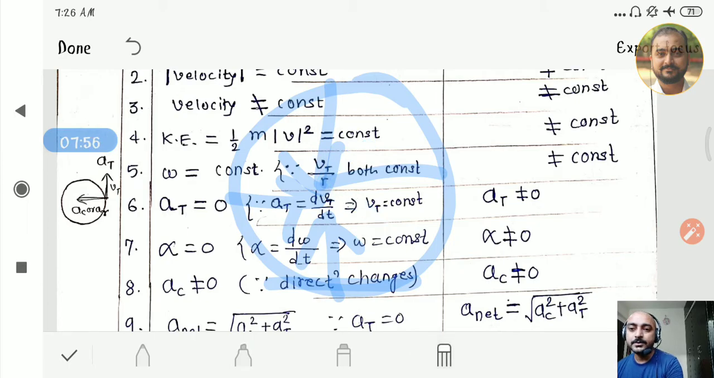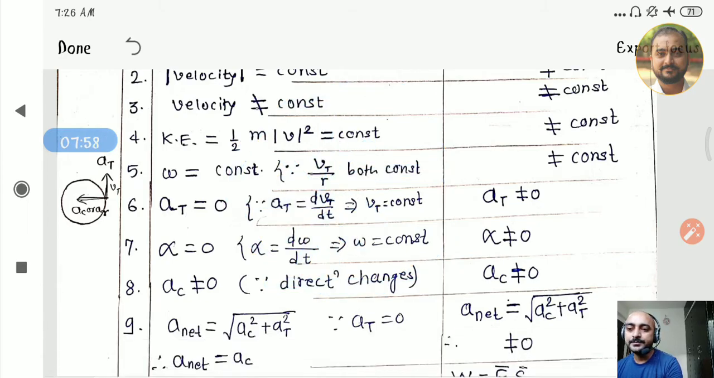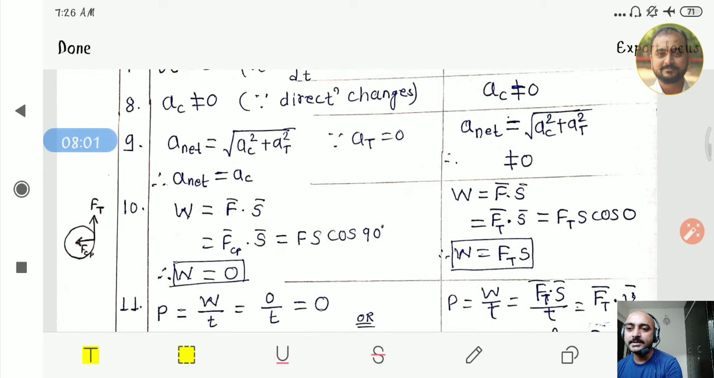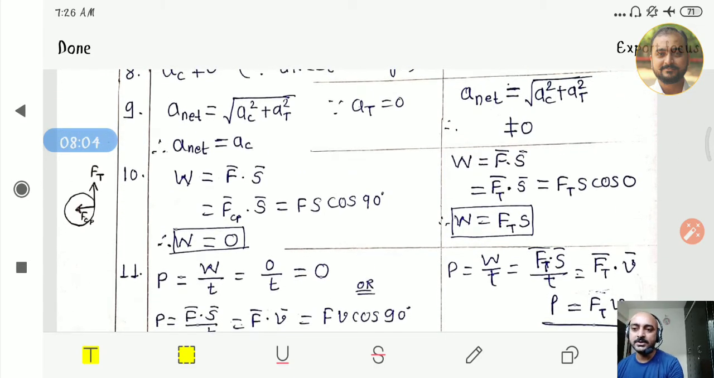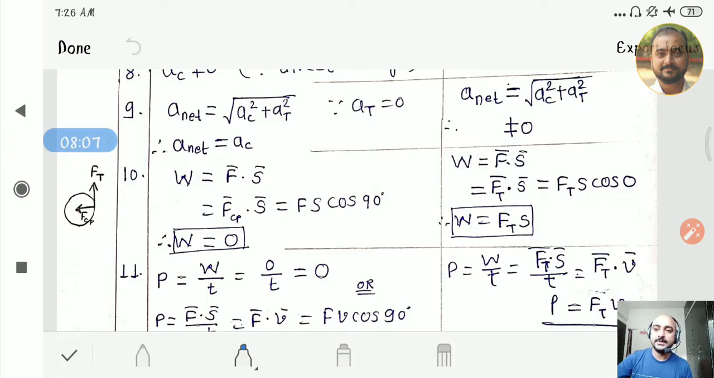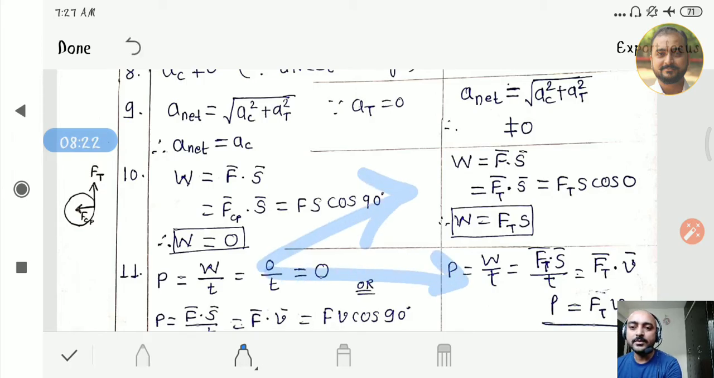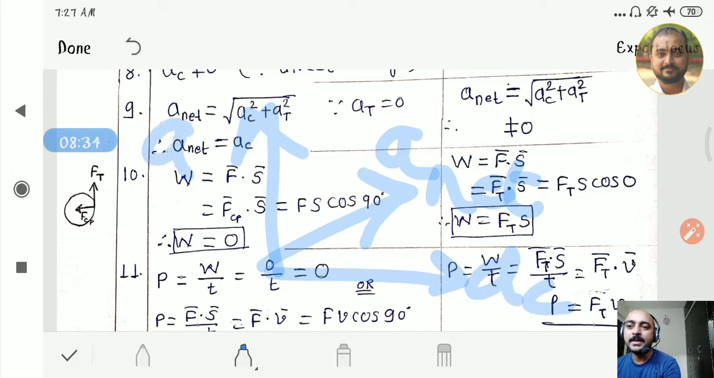Next point that I am going to discuss is the resultant acceleration, also known as the net acceleration. How is this net acceleration obtained? Simply by taking the resultant of the centripetal acceleration and the tangential acceleration, as we consider that this is a circular path.